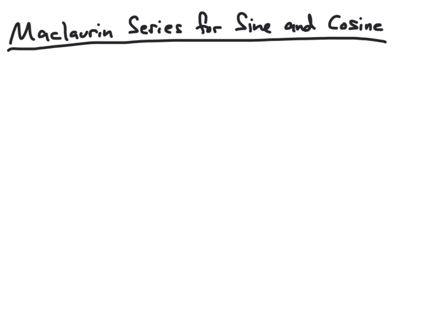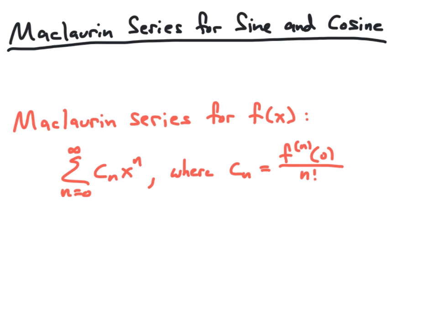In this video, we're going to discuss the Maclaurin series for the sine and cosine functions. Recall that the Maclaurin series for a function f of x is just the Taylor series for that function about x equals 0. It's given by the sum from n equals 0 to infinity of c sub n x to the n, where c sub n is the coefficient given by the formula the nth derivative of f evaluated at 0 divided by n factorial.